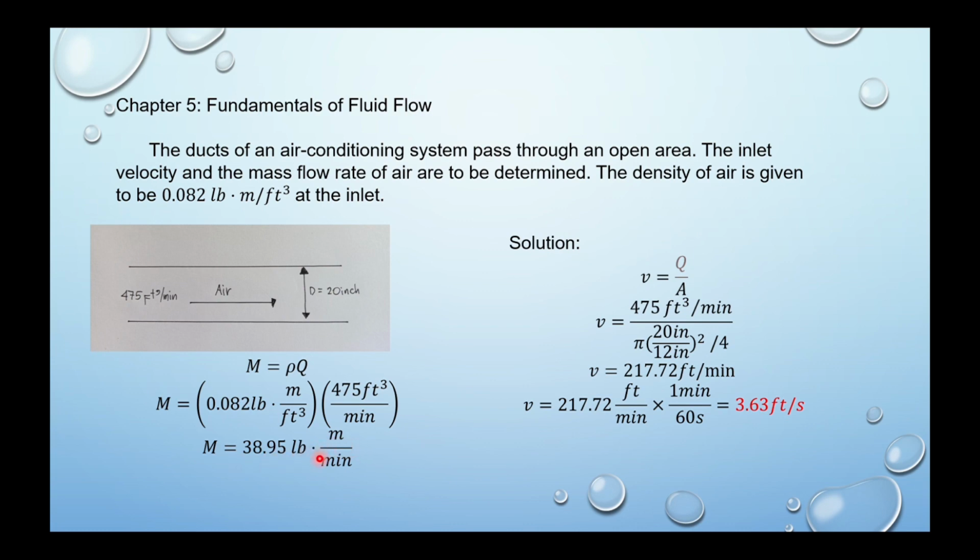This minute, we need to convert into seconds. So m is equal to 38.95 pounds-mass over minute times 1 minute over 60 seconds. So our m is equal to 0.65 pounds-mass per second.